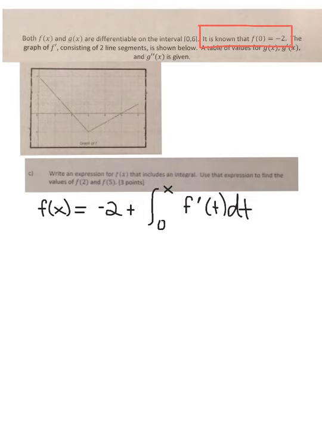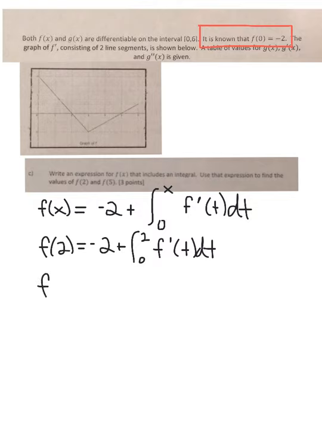All right, now, the second part they wanted you to find was f of 2. So we're going to just start by putting in -2 plus the integral from 0 to 2 of f prime of t dt. Okay, seems easy enough so far, right? All right, so we know that f of 2 is going to be -2 and then plus something or other, right? Well, let's talk about that something or other.